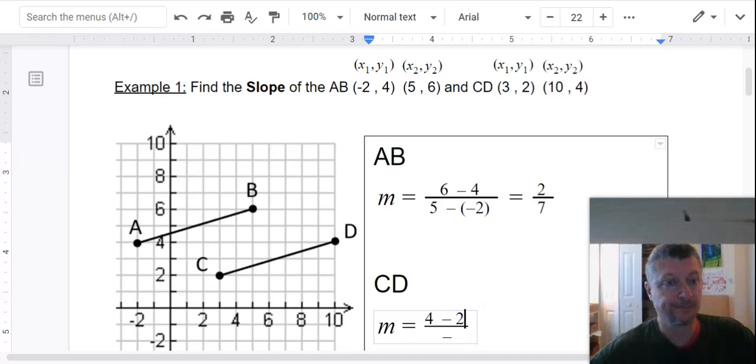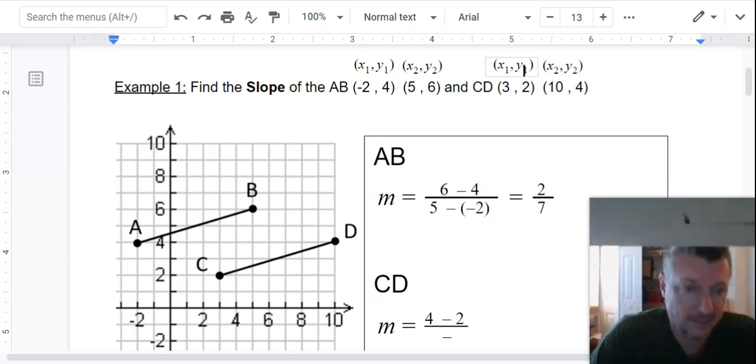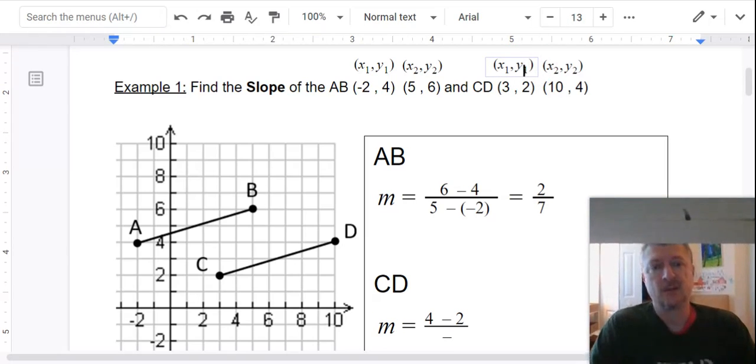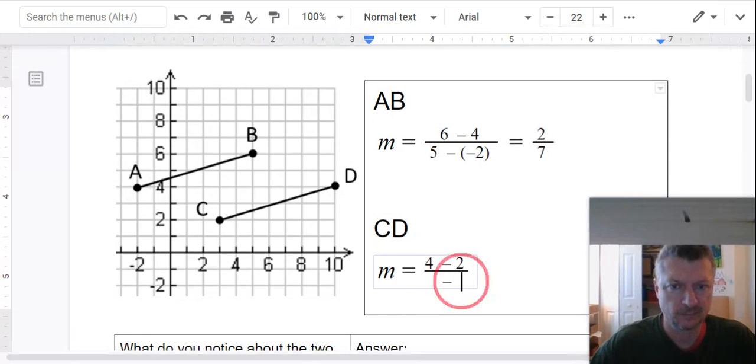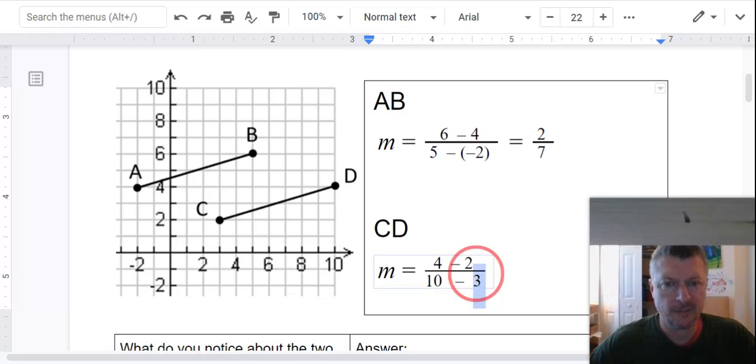It's not as easy as it gets. You look there and you say, oh, that's y1. That's why I mark it, because it's easy for me to make a mistake if I don't mark it. So y2 minus y1, 4 minus 2. And then x2, 10, minus x1 is 3. So 10 minus 3.